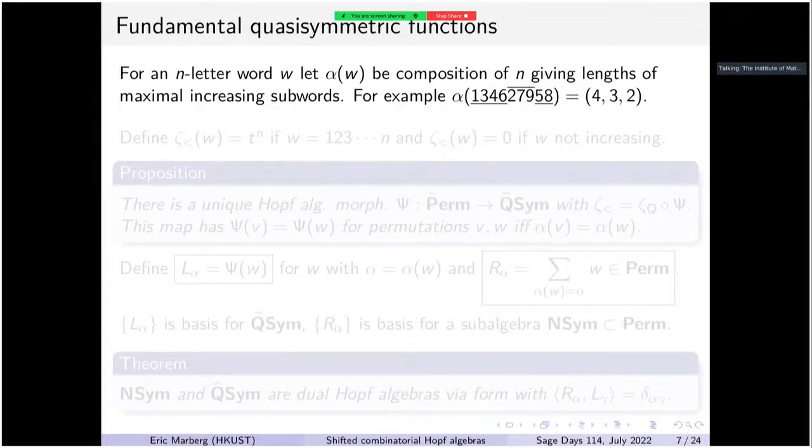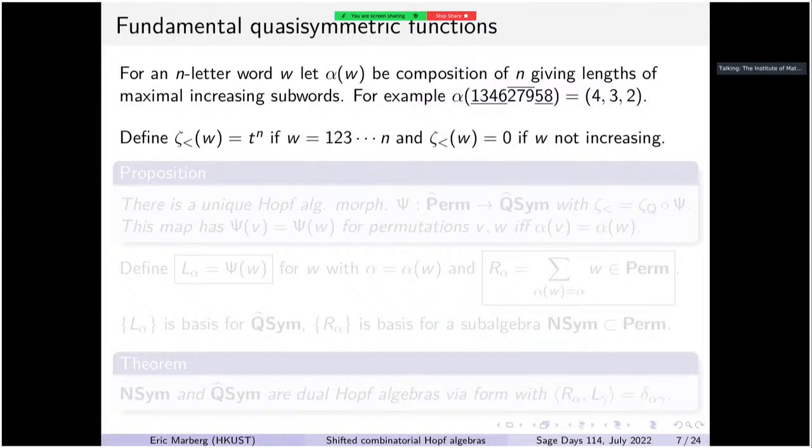So here's the first application of this theorem. For an n-letter word, we derive a composition where we measure the maximal increasing subwords and record those as the parts of our composition. So in this word here, there's an increasing word 1, 3, 4, 6, so that gives us a 4 here, and then 2, 7, 9 gives us a 3, and then 5, 8 gives us a 2.